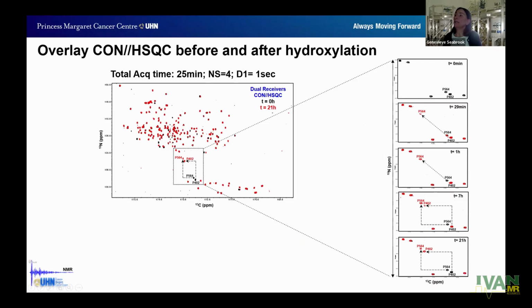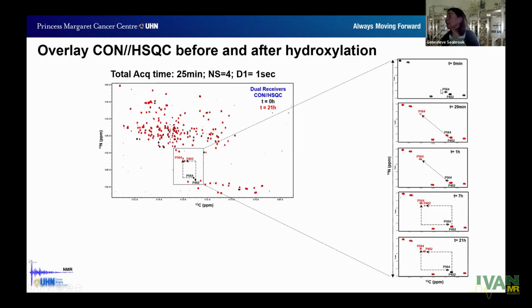And here is the result for using that CON HSQC experiment. You can see the overlay again of those 2 spectra before hydroxylation, and then at the end of the hydroxylation, you can see the 2 prolines clearly right away. Immediately, you can see those 2 prolines shifting upfield.